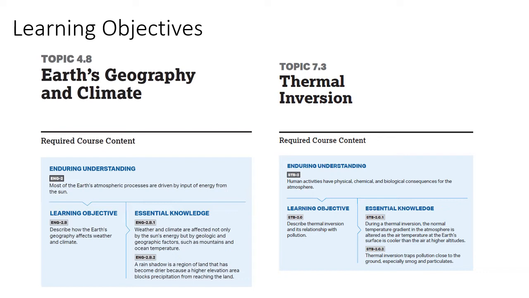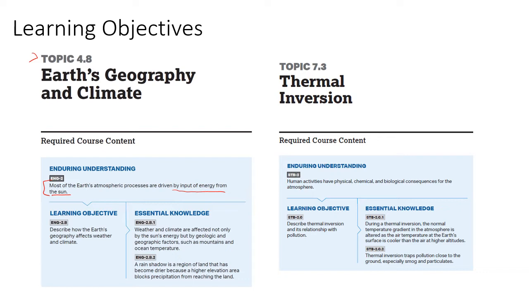For the topics, we're talking about topic 4.8, Earth's geography and climate, and we are still with this enduring understanding: Earth's atmospheric processes are driven by input from the sun. All right, so pretty much all of the atmospheric processes are driven by solar input.